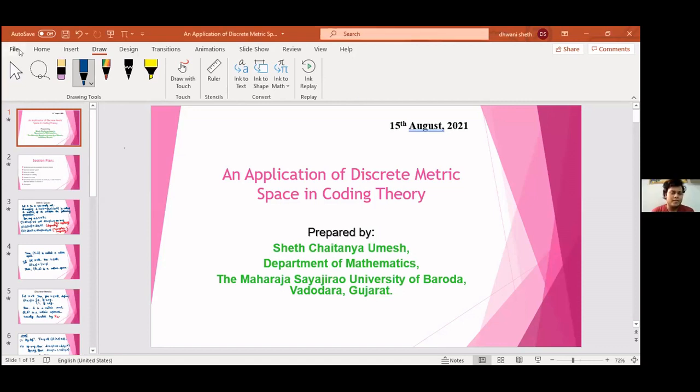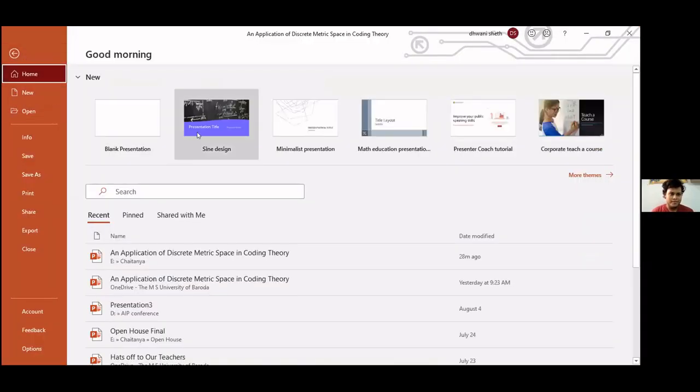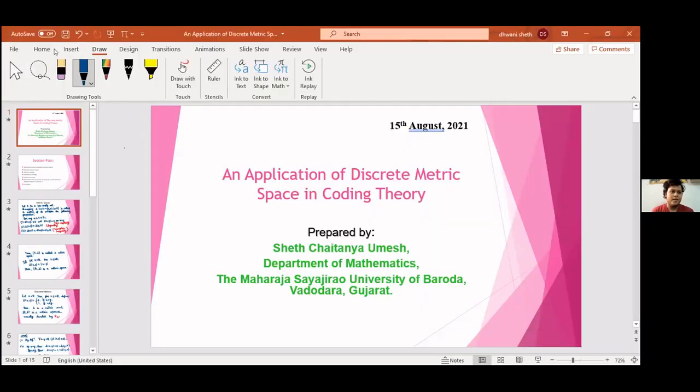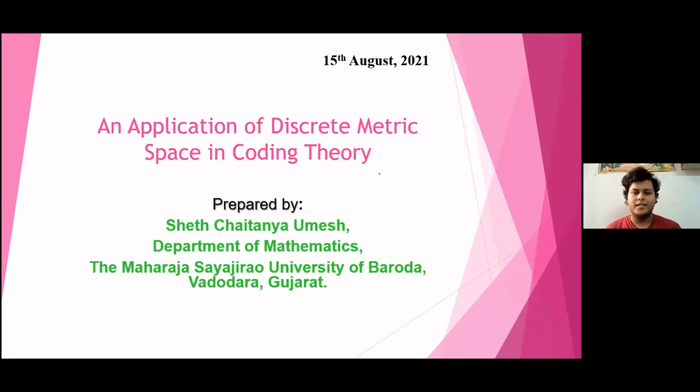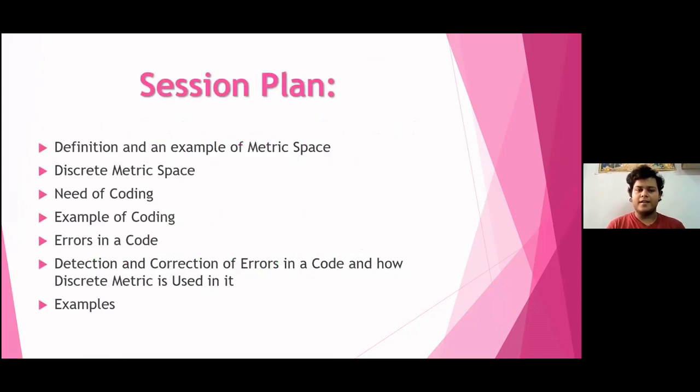My theme of presentation is this: we often study real analysis in our classes, some metric spaces and analysis related to it, but we come to know its applications very less often. So I have come up with an application which deals with coding and decoding of messages. So this is my plan of session. I will start with metric space, then the metric space that we need for coding, example, etc.